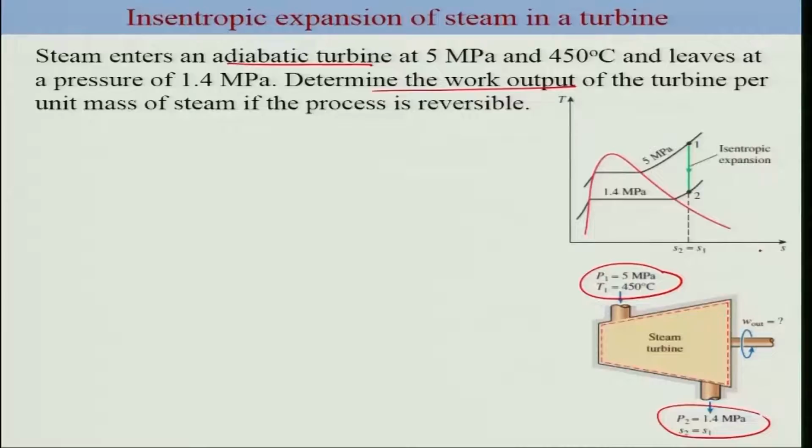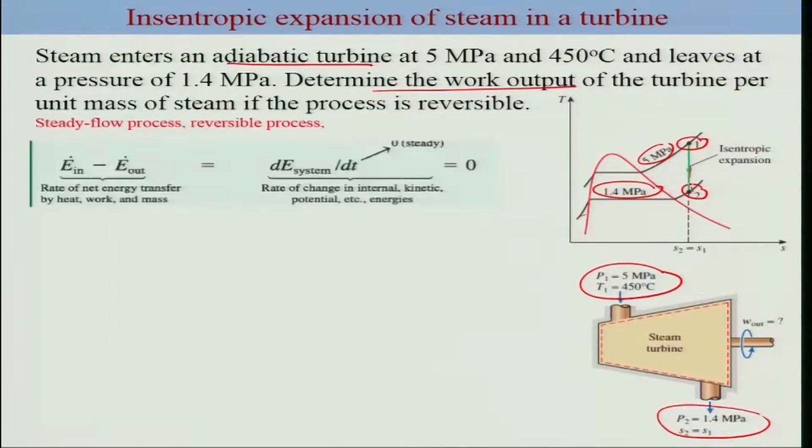This is your TS diagram. These are the isobars, 1.4 megapascal and 5 megapascal here. These are all superheated vapor. State 1 is here, and considering constant entropy, there is a vertical drop here, and this is your process path. So we need to find out the work output.